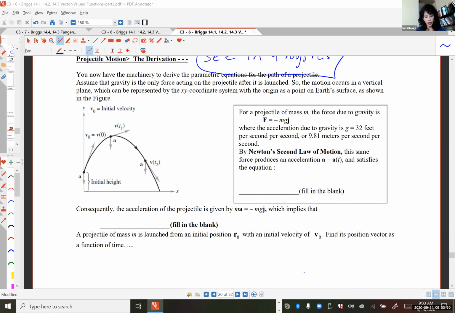For those of you who are like, well, I'm going to fall asleep right now, I already know how to do this from physics. Maybe not. Math is the queen of all the sciences, so physics got this from math.